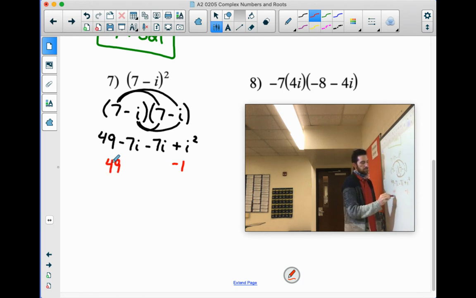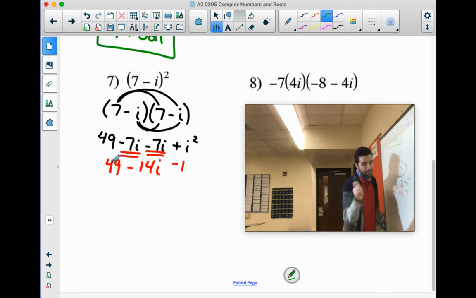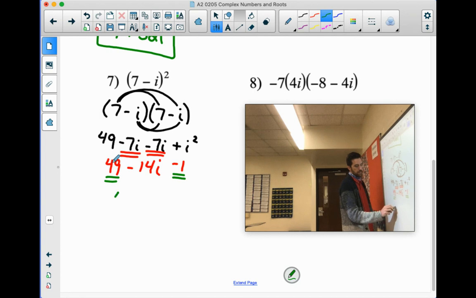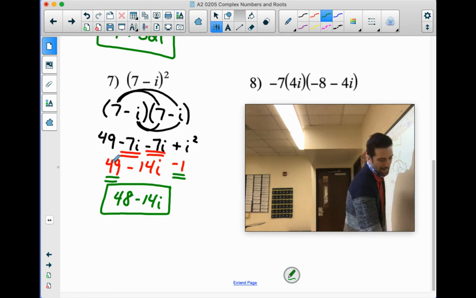We have the 49 in the front. And then we could combine our -7i minus 7i would be -14i. We can still simplify our 49 minus 1, which is 48, minus 14i. Sweet. Not bad, not bad.